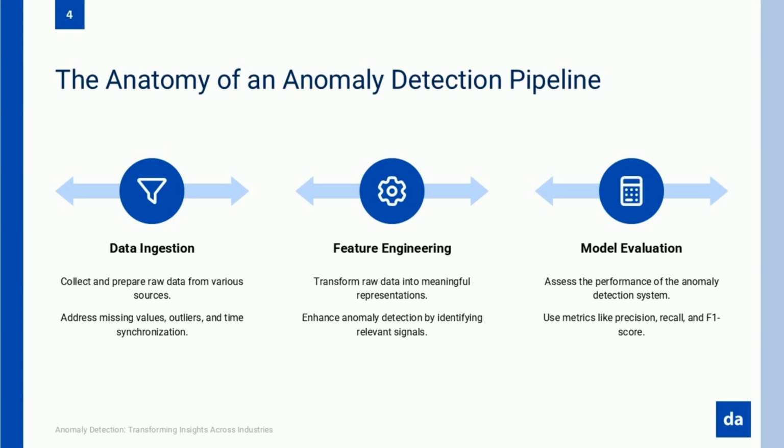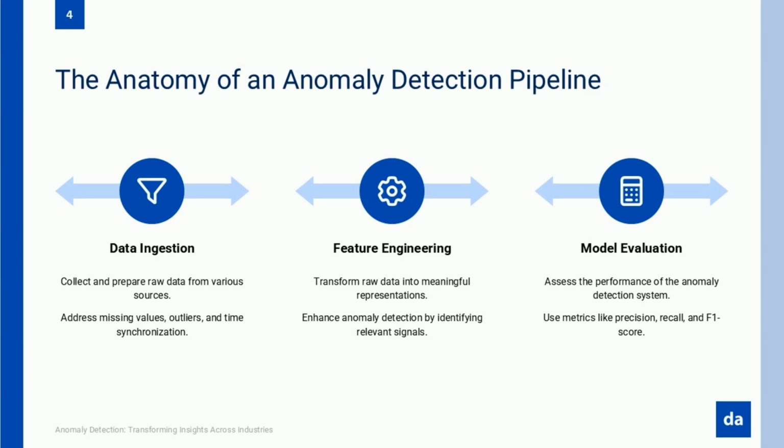The F1 score provides a balanced measure combining both metrics, while the area under the ROC curve, AUC, evaluates detection performance across different threshold settings. Proper evaluation requires careful consideration of your specific operational context. In some scenarios, missing a single critical anomaly could be catastrophic, making recall the priority metric. In others, false positives generate significant operational costs, elevating the importance of precision.